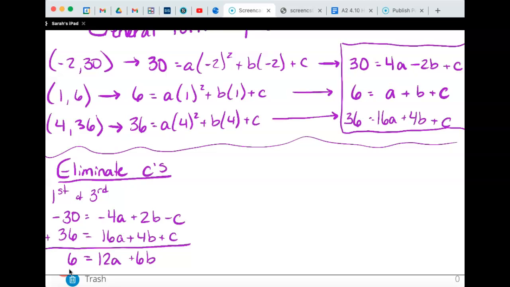So let's eliminate the c's again. So we can't use first and third, we can do second and third, or first and second. First and second. Okay. So I'm just going to multiply the first equation by -1, so -30 equals -4a plus 2b minus c, and then just rewrite the second one underneath it.